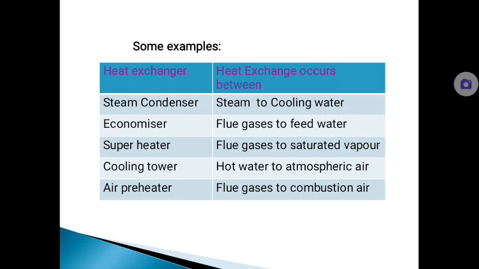Then in the air preheater, heat from flue gases is utilized to heat the incoming air which is required for combustion, and which is coming into the combustion chamber. Then the cooling tower. Here heat is exchanged between hot water and the atmospheric air.